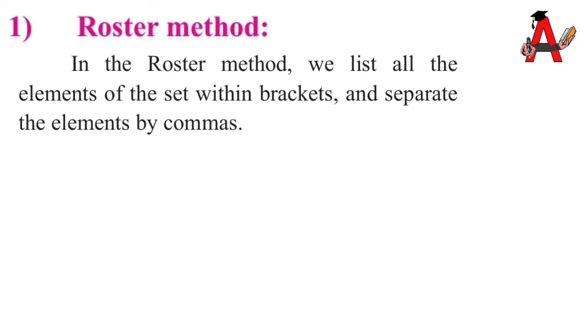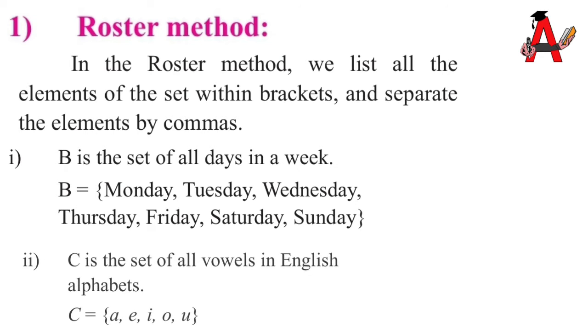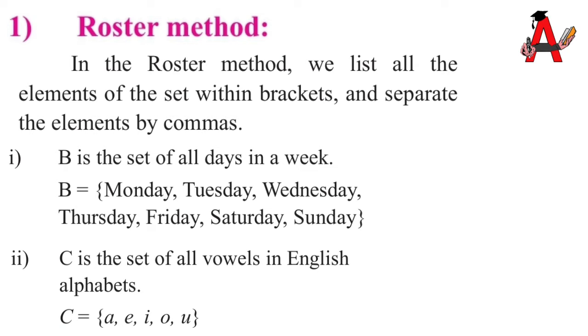In the Roster method, we list the elements separated by commas inside a bracket. For example, if I say B is the set of all days in a week, so Monday, followed by Tuesday, followed by Wednesday, and so on. So this is how we normally write the set. For example, if C is the set of all vowels in English, it is A, E, I, O, U. So here we actually write out the set.